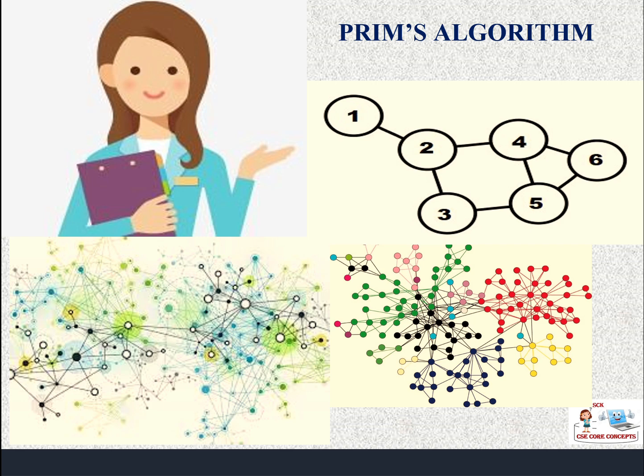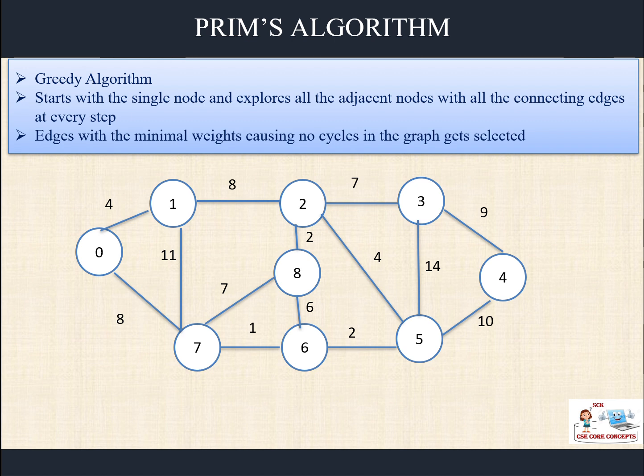In the series of data structures, precisely we are talking about nonlinear data structure graphs. In my last video, I discussed an important algorithm, Kruskal's algorithm, in order to find out the cost of a minimum cost spanning tree. Now in this video, I am going to discuss Prim's algorithm.